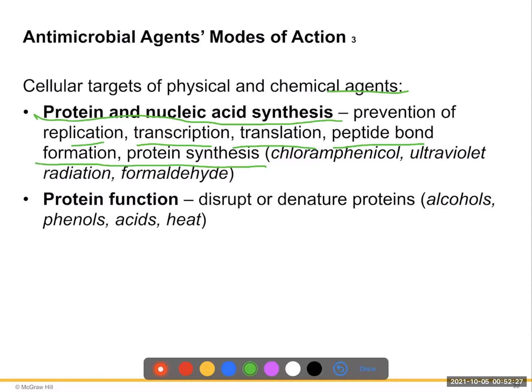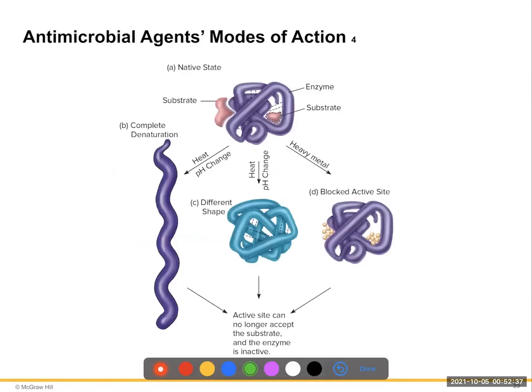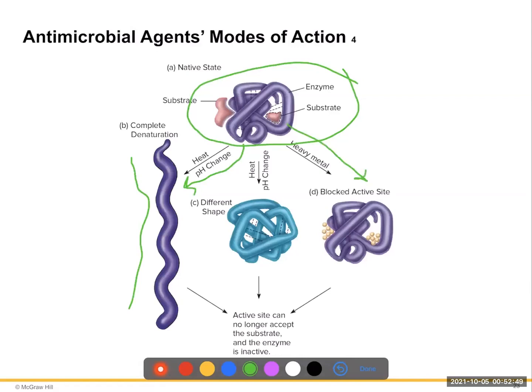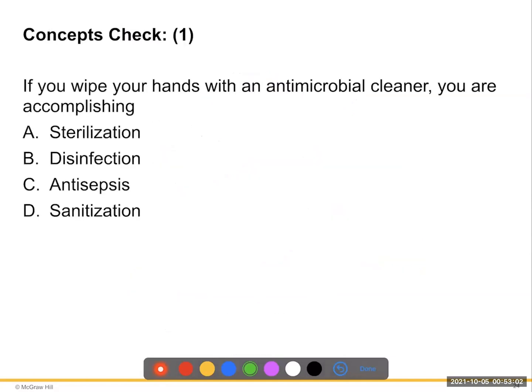For protein function, agents disrupt or denature the proteins, like alcohols, phenols, acids, and heat. Those all disrupt or denature a protein. It becomes useless. So here's your protein, your substrate, your enzyme, and all that. With heat or pH change, it's destroyed, it's not functional. The shapes are gone. Okay. A heavy metal bonds to it and can block the active site. Again, non-functional. So heat or pH change, either higher or lower, or heavy metals, like lead poisoning, heavy metal poisoning, gold poisoning, can cause that.